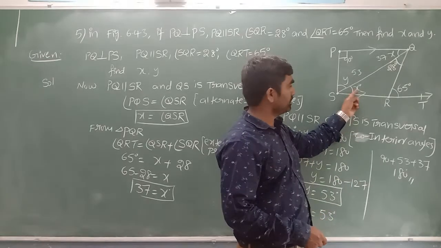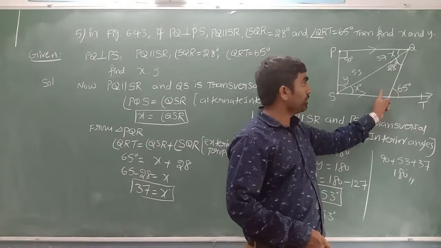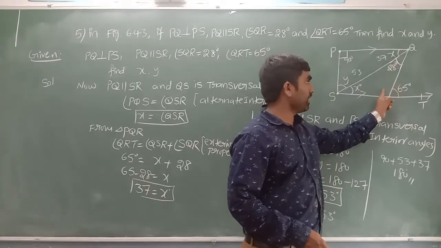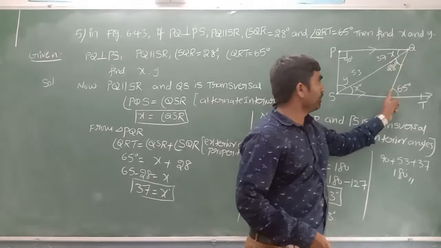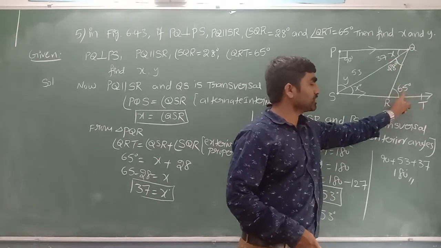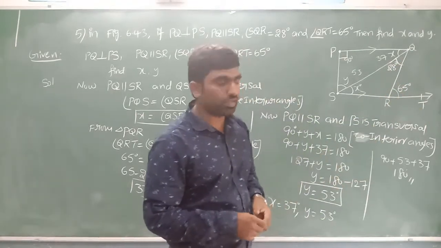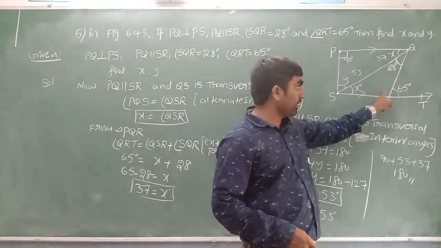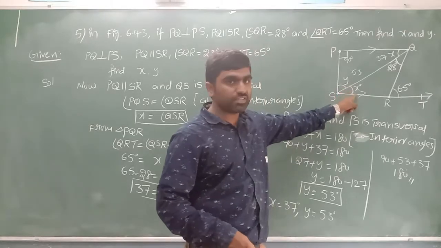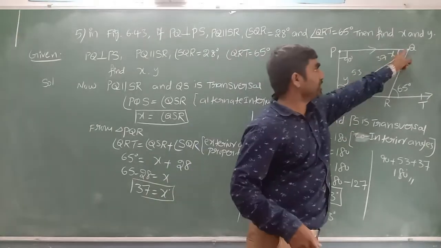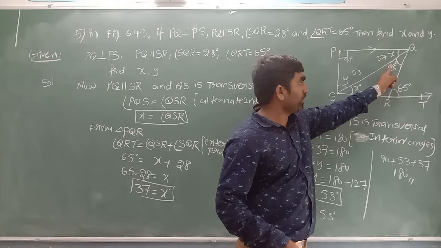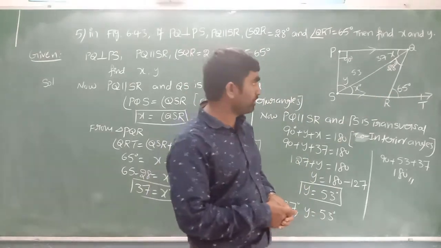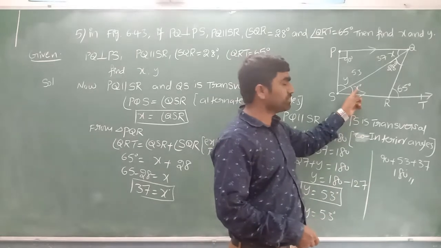To know x, we know linear pair. Angle SRQ plus angle QRT, 65, the sum of these two angles is equal to 180 degrees. Linear pair. From there we get the value of this angle. So after getting this angle, we can find x easily. How? From triangle SQR, x plus 28 plus this angle is equal to 180 degrees, angle sum property of triangles. We get the value of x easily.